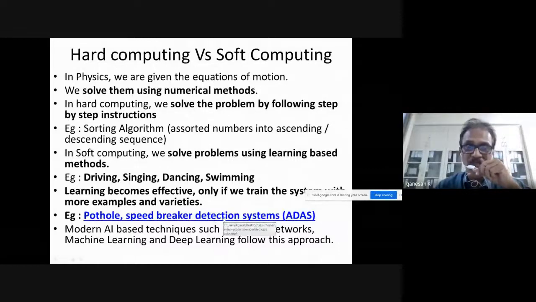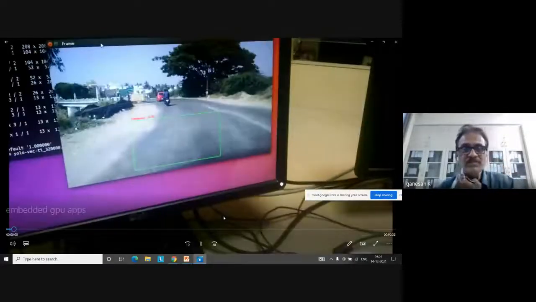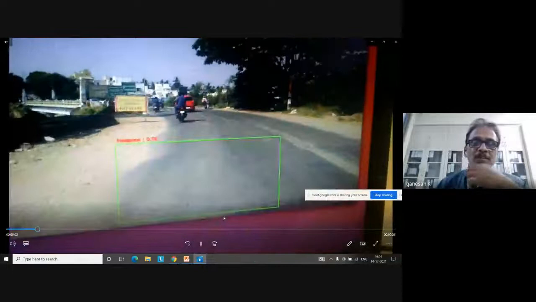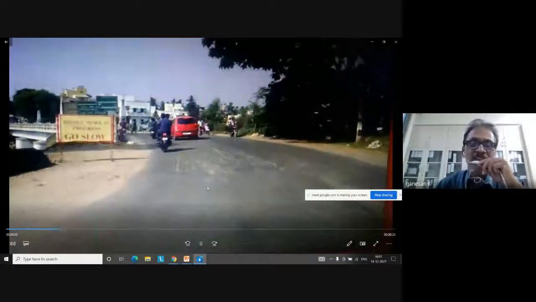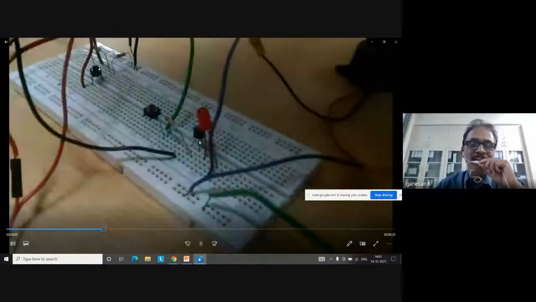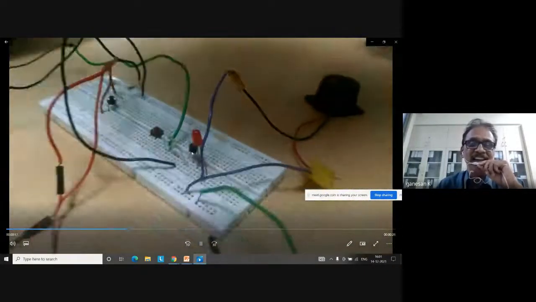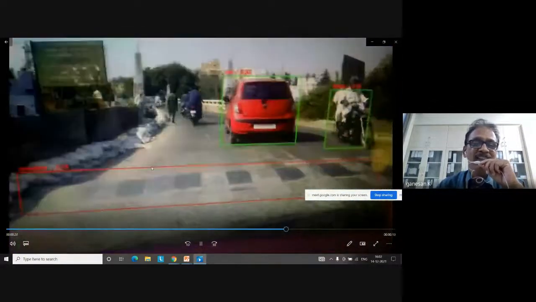And just to play a small video. So we just put a webcam in our car and then we were driving on a road. You see that this was the video collected. And then this indication is saying that you are going to encounter maybe a pothole in the road. And when you go further, you get an indication. So now we see there is a speed breaker. Now it is detecting the speed breaker and then it is giving an audio alert.